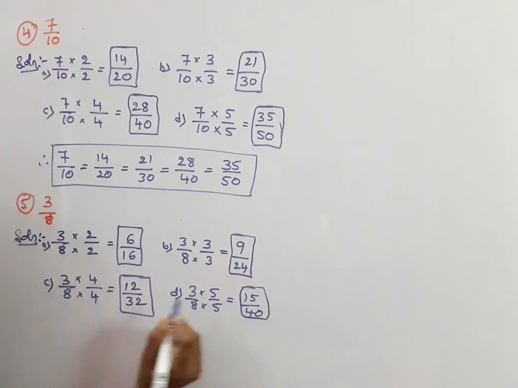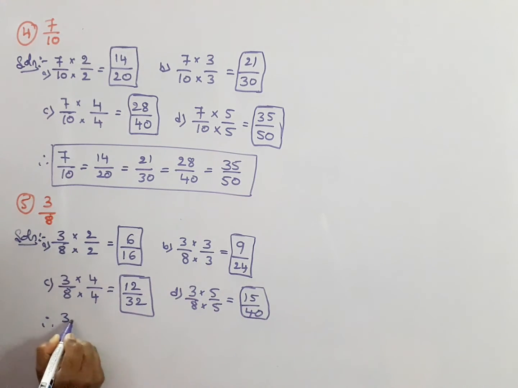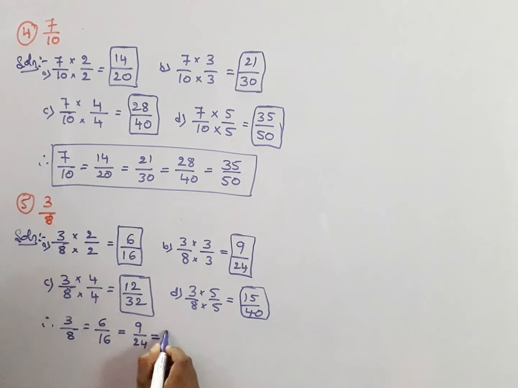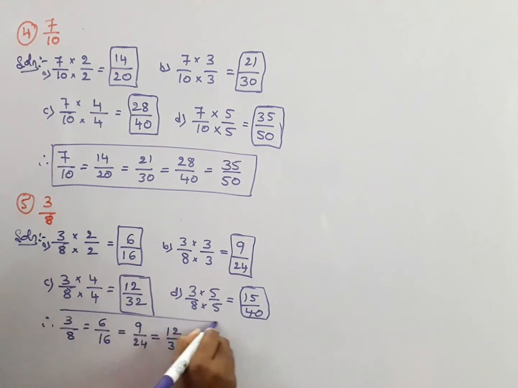So here write 3 by 8 is equal to, write the first equivalent fraction, that is 6 by 16. The second equivalent fraction is 9 by 24. The third equivalent fraction is 12 by 32. Then the fourth equivalent fraction of 3 by 8 is 15 by 40. This is the answer.